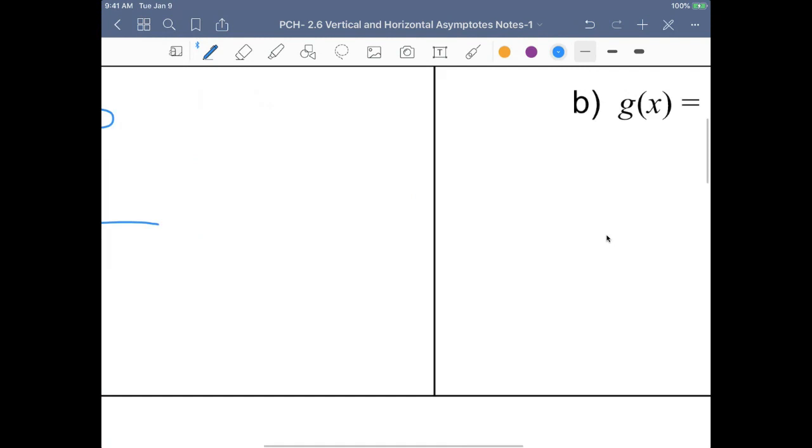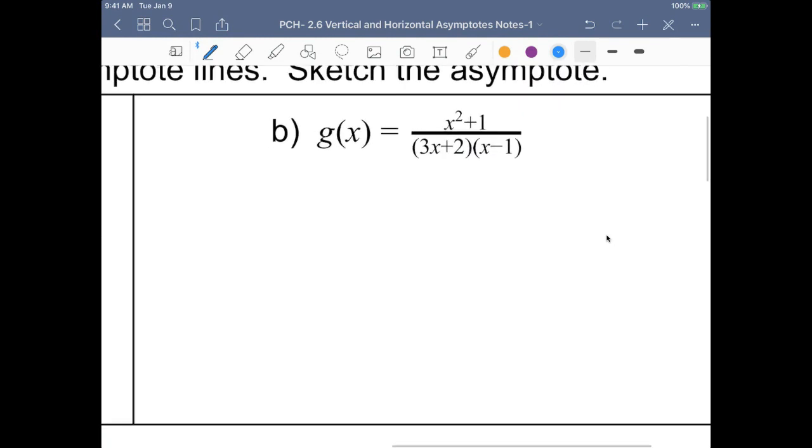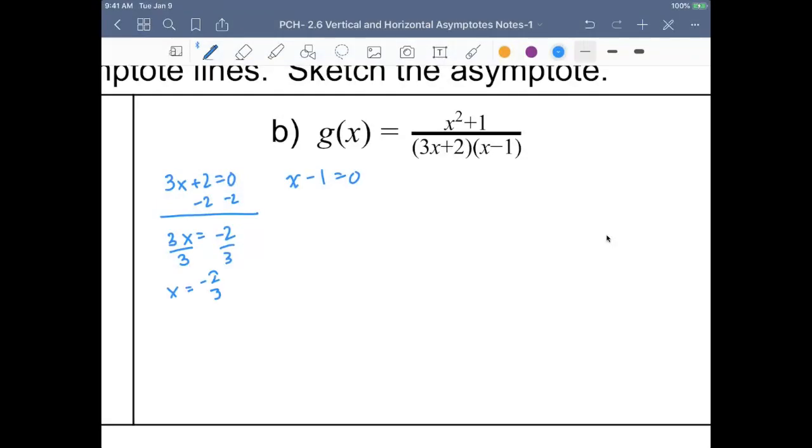Okay, next one. Go ahead and factor what makes our denominator equal to 0. So we're going to take our denominator and set it equal to 0. The zero product property tells me 3x plus 2 is equal to 0, and also x minus 1 is equal to 0. Subtract 2, we get 3x is equal to negative 2. Then divide, so x is equal to negative 2/3. On the other factor, let's add 1. We get x is equal to 1. So we have vertical asymptotes at x is equal to negative 2/3 and at x is equal to 1.